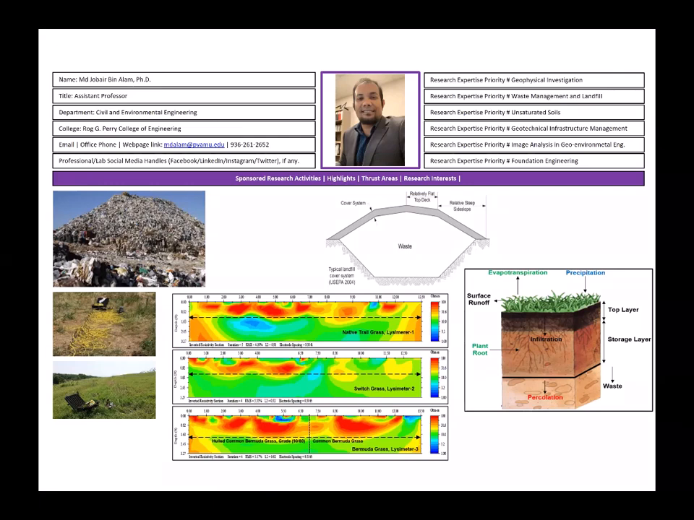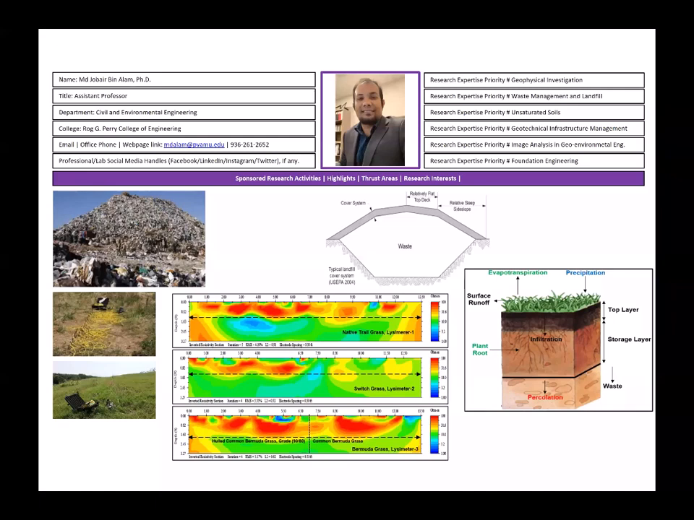So it is giving us the sense that the upper soil layer is getting dry. So if there is next precipitation event, that soil will be able to hold that water. And also, it gives us the sense of how deep the root system of the plant is.